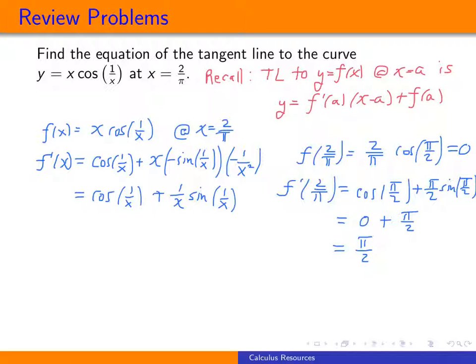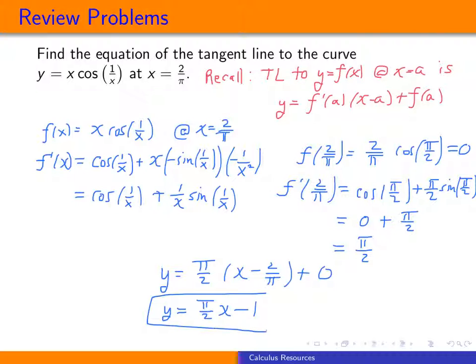Putting this all together, the equation of our tangent line then is y equals f prime of 2 over pi, which is a number, pi over 2, multiplied by x minus 2 over pi, plus we add on to this f of 2 over pi, 0. Simplifying this just a touch by distributing the pi over 2 through, this becomes pi over 2 x minus 1, which gives us the equation of the desired tangent line.